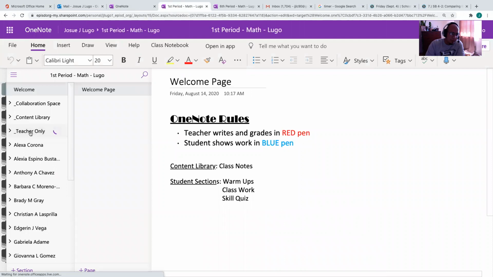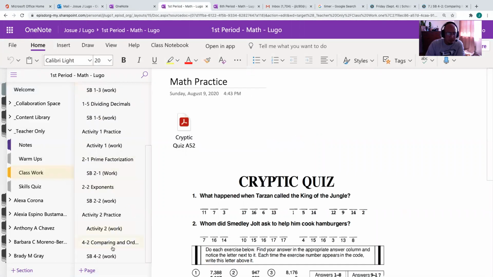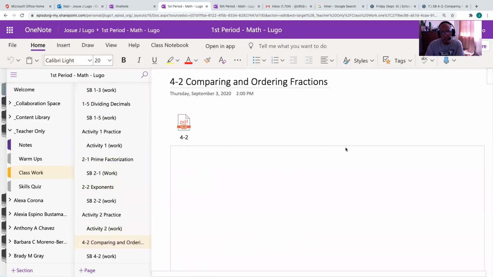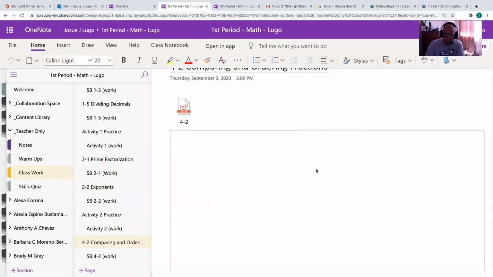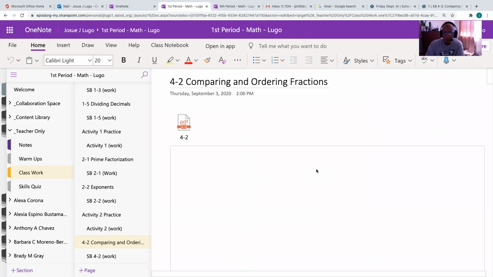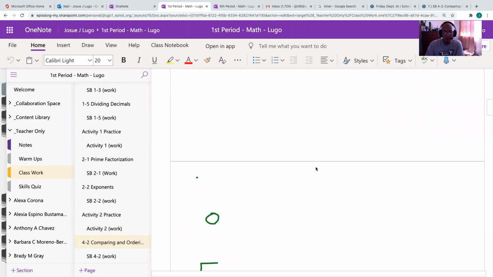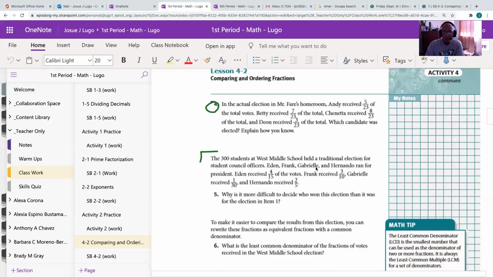Okay, so again, open up your OneNote. Go to your name. Go to classwork. And open up 4-2, comparing and ordering fractions. And we're going to begin with number 4 as soon as this loads. We're going to begin with number 4. And I don't know why this is not loading. There we go. Number 4.